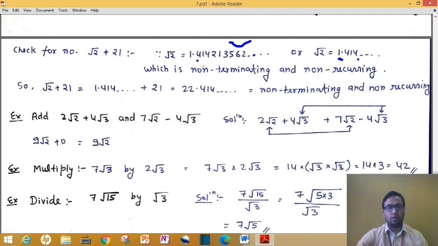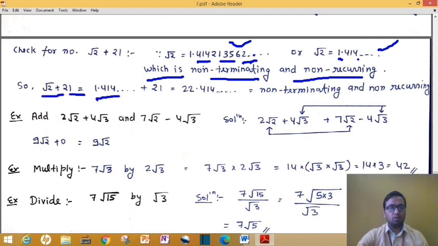If you try to observe this pattern, there is no certain block which is repeating itself. In short, we can write root 2 equal to 1.414, and we know that this root 2 is non-terminating, non-recurring. Now root 2 plus 21 means root 2 is 1.414 and 21, so it will become 22.414 and so on. So it is also a non-terminating, non-recurring number.